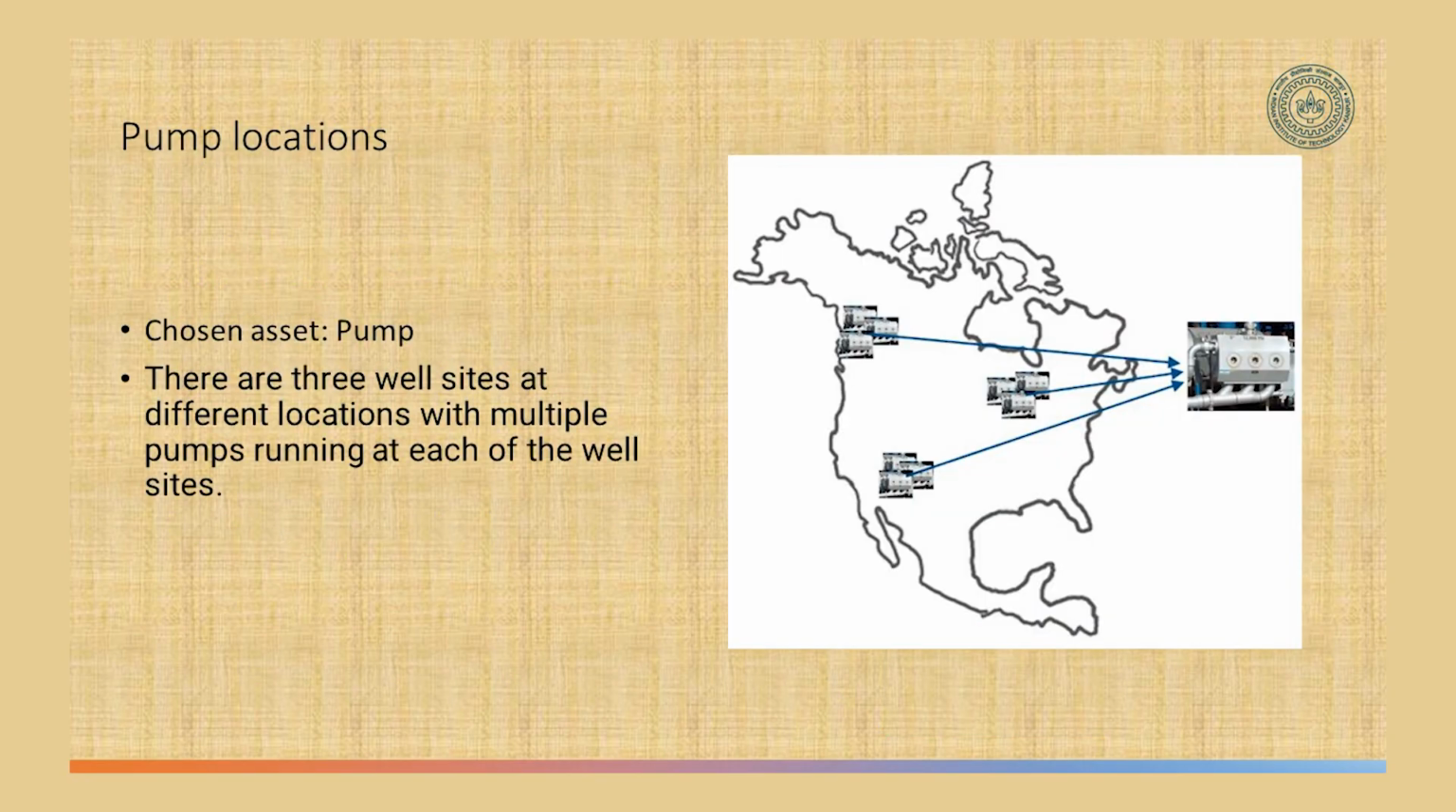These pumps may be located in many different places. So, you have chosen pump as your asset and let us say there are 3 well sites at different locations with multiple pumps running at each of the well sites. Let us say you are Shell and you have got three sites where you are drilling and getting oil out, and you have pumps at each of these well sites.